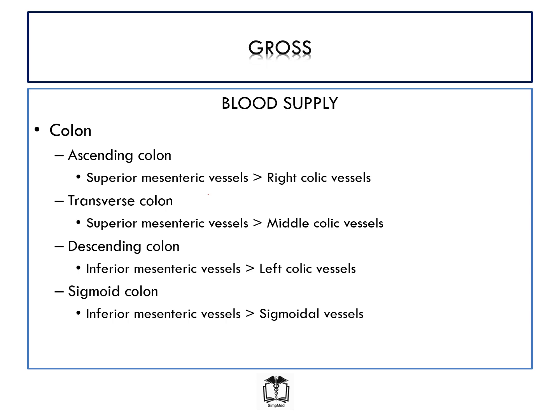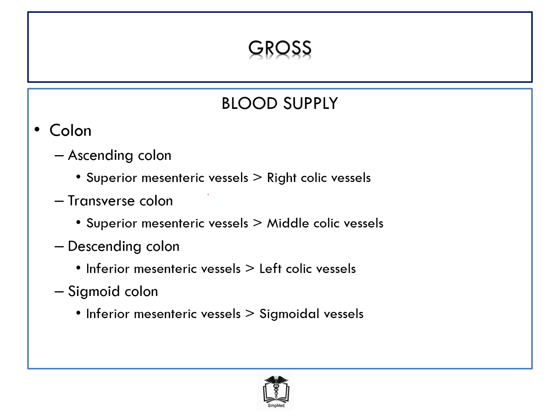For the colon, each part will be supplied by different vessels that come either from the superior mesenteric arteries and veins or the inferior mesenteric arteries and veins. Just to note, the ascending colon and the transverse colon are supplied largely by vessels coming from the superior mesenteric vessels. It makes a lot of sense because superior mesenteric vessels supply the structures of the midgut. The ascending colon and part of the transverse colon are structures of the midgut.